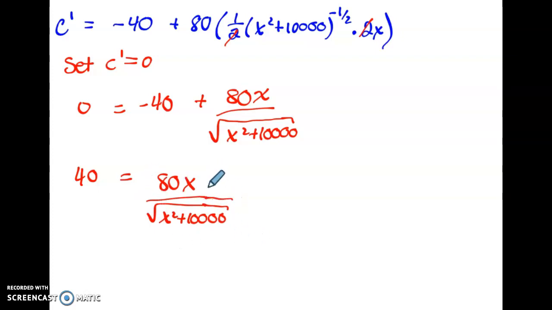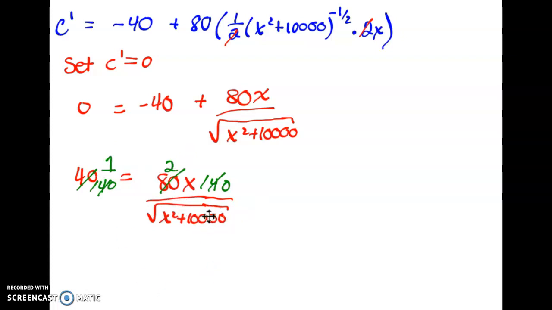And then we can multiply both sides here by the denominator, so by that square root of x squared plus 10,000. And the other thing that we can actually do is reduce both sides. So if you notice, we have a 40 and an 80. We can divide both sides by 40. And that will nicely cancel this out, so that we're left with 1 equals 2x all over the square root of x squared plus 10,000.